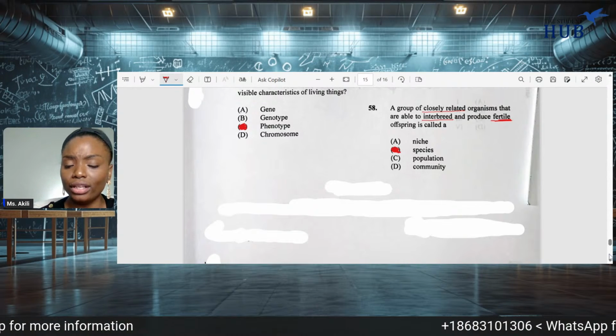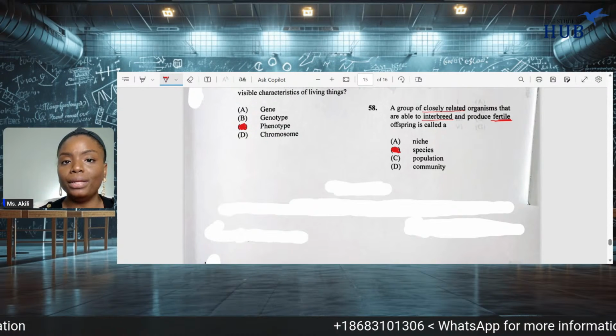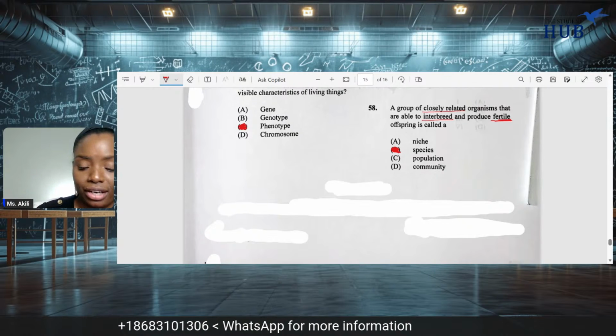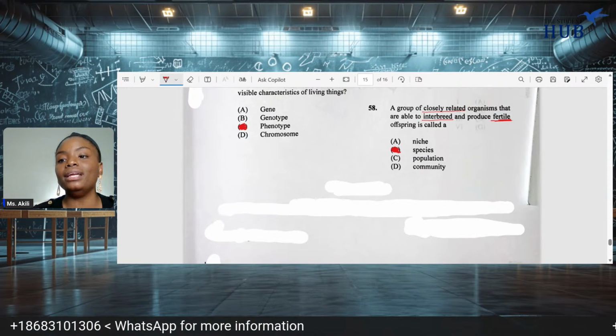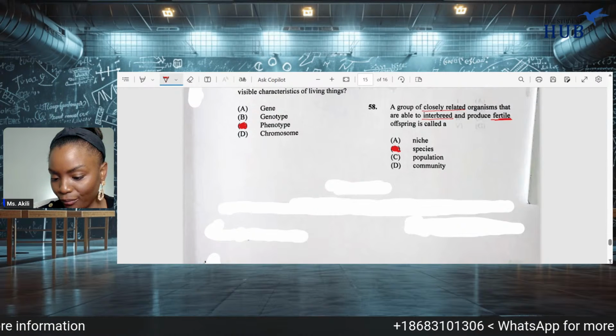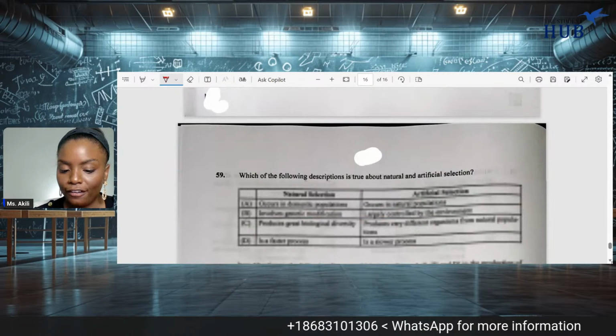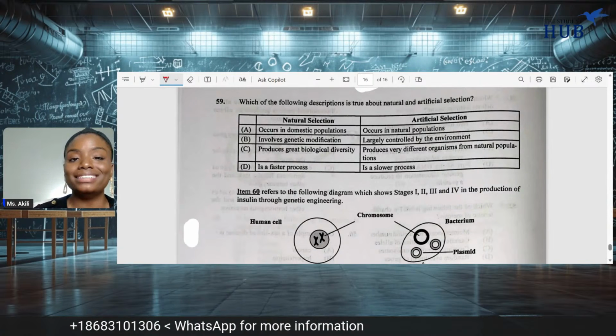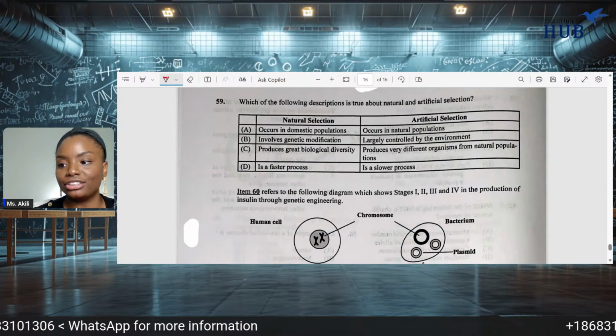Niche is going to be the role the organism plays. Population will be a number of organisms belonging to the same species living in the same geographical area. And community will be a number of different species living in the same geographical area, right? So B is species. 59, which of the following descriptions is true about natural and artificial selection?